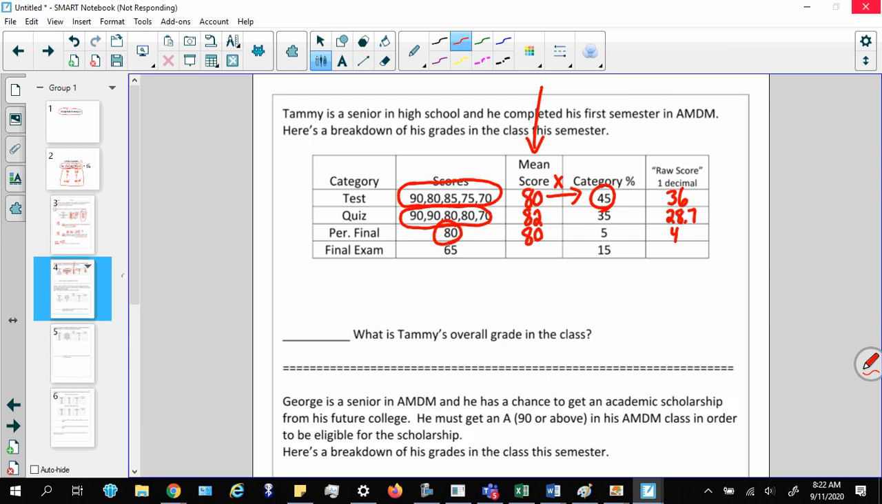And I think my electronic device froze up for a second, so I'm just going to go ahead. Oh, there it goes.